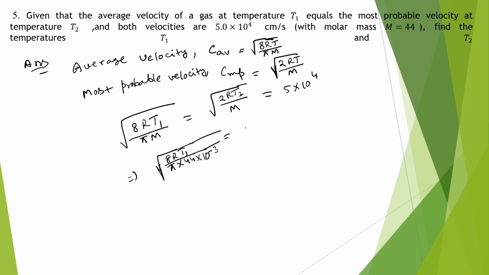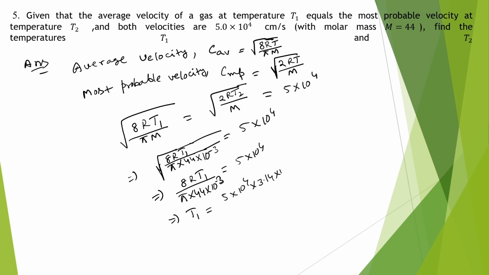So, this gives you 5 times 10 to the 4. If we now square both sides, then we get 8RT1 by pi times 44 times 10 to the minus 3 gives 5 times 10 to the 4. So, the value of T1 is 5 times 10 to the 4 times 3.14 times 44 times 10 to the minus 3 by 8 times R.